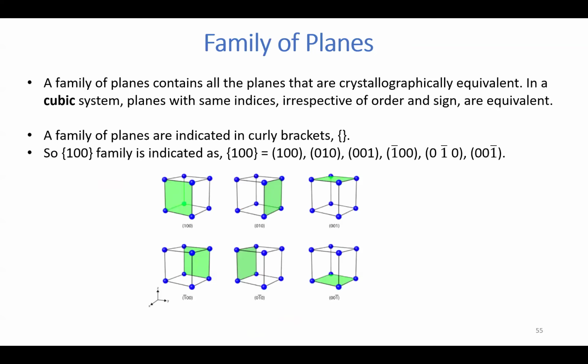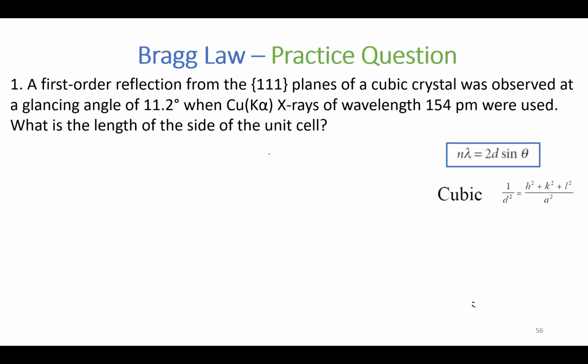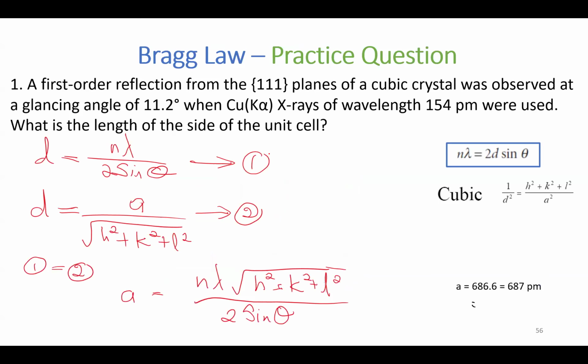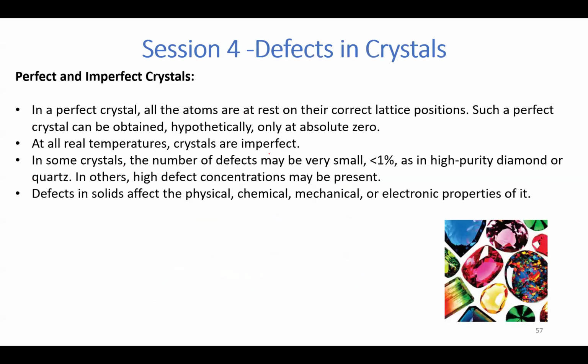And then family of planes means, especially for the cubic system, regardless of the order and the sign, if the Miller values are the same, then they belong to the same family of planes, meaning their crystallographic properties are equivalent. Here is a practice question and the answer is given. You can try yourself and see whether you are getting the correct answer.